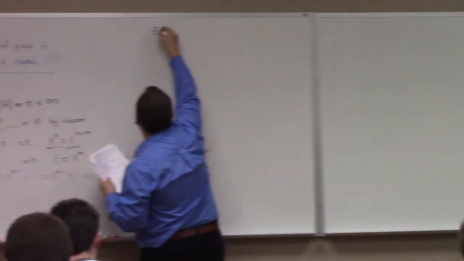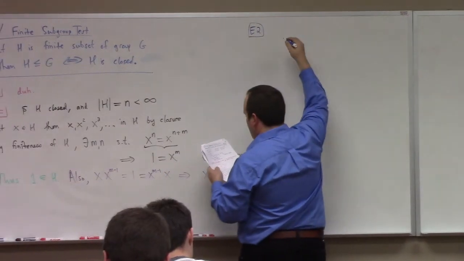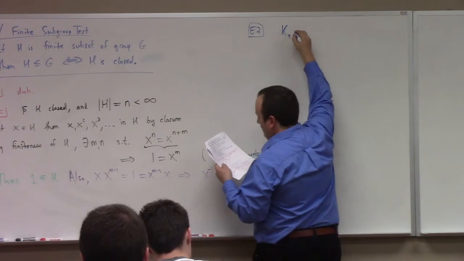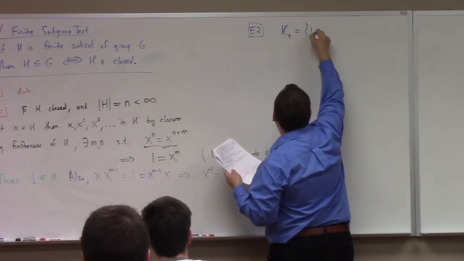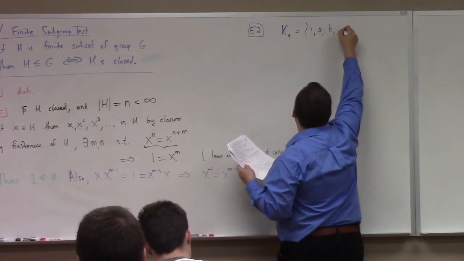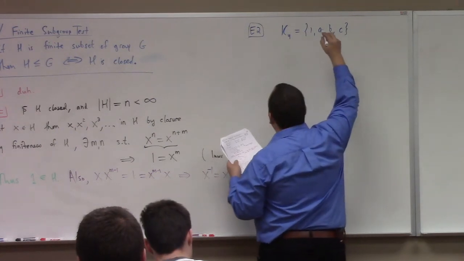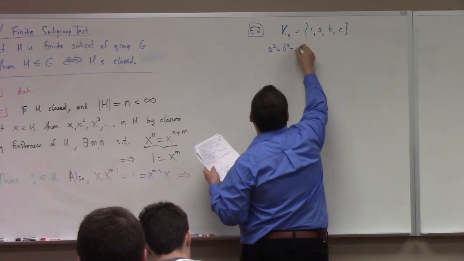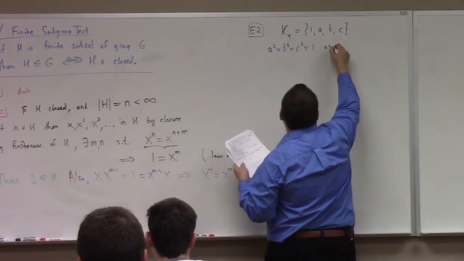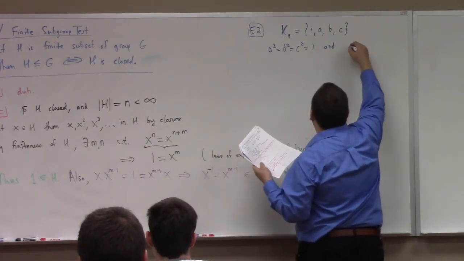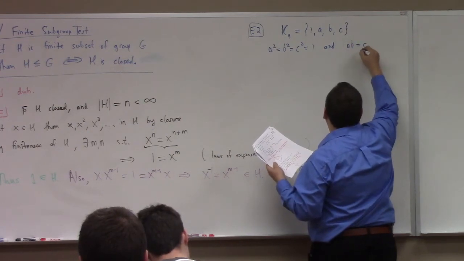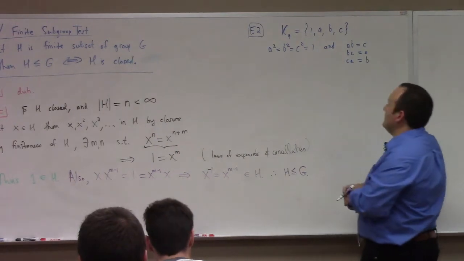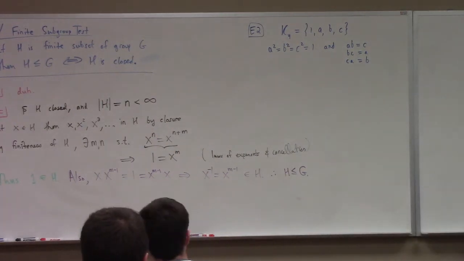It's example two. So here, we talked about this guy last time, the Klein 4 group, right? It's 1, A, B, and C. What were the rules? A squared equals B squared equals C squared equals 1. And the product of any two of these is the other one. So A B is C, B C is A, C A is B. It's commutative as well. It's the Klein 4 group.